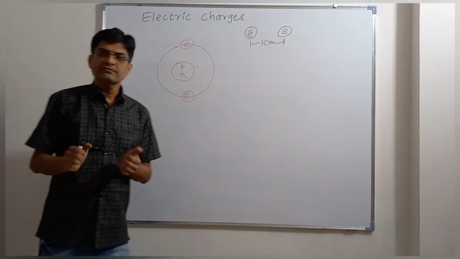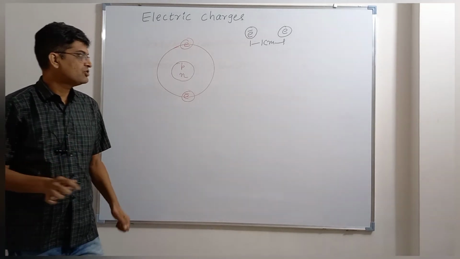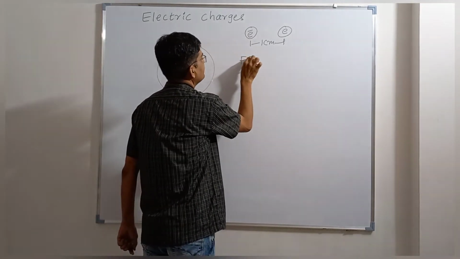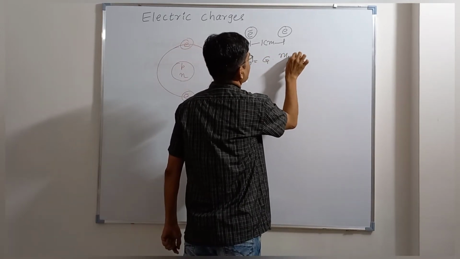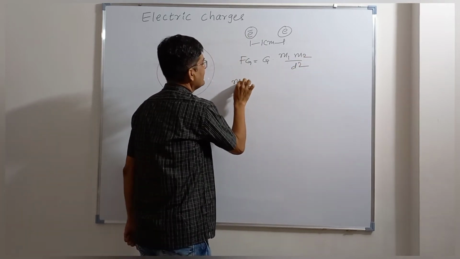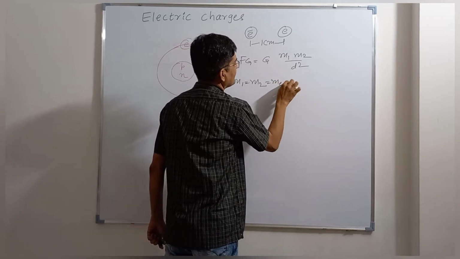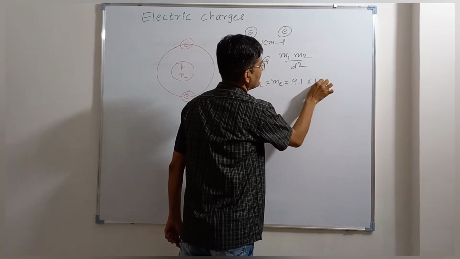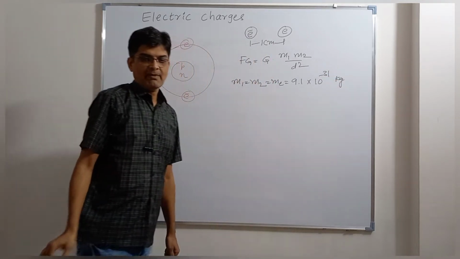If there is no other force and there is only gravity, the force of attraction between them should be Fg, which is G into m1 into m2 divided by d square. Now, what are m1 and m2? It is the mass of the electrons, and that is 9.1 into 10 raised to minus 31 kg. Am I correct?